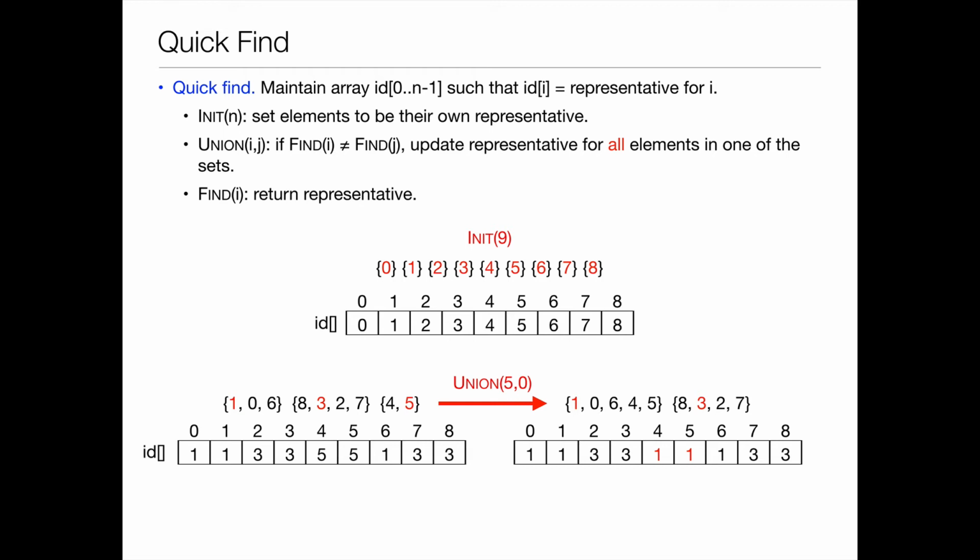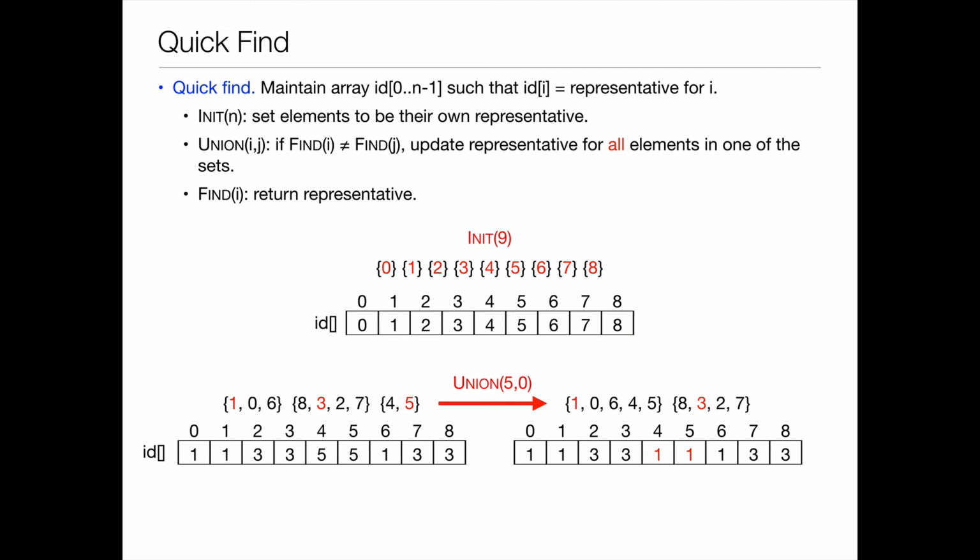So we implement the operations as follows. First, if we do an init, then we simply make an array of size n, and we set each element to be its own representative. So this is the configuration after an init 9.